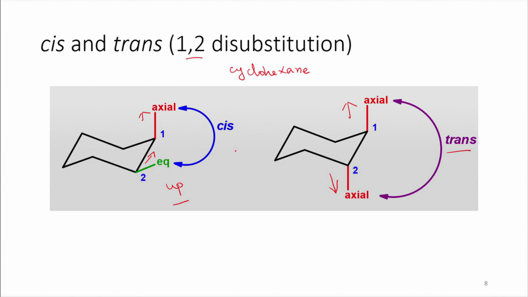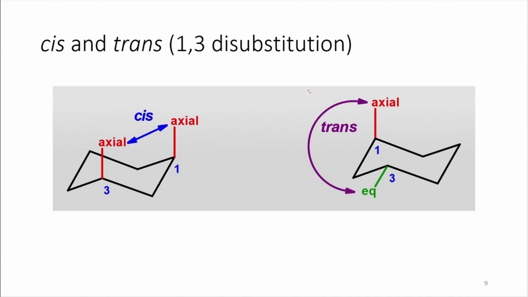So, in the 1,2 disubstitution, axial equatorial bonds on adjacent carbons are up, or cis arrangement. And in the case of again cyclohexane, axial bonds, or we can also say equatorial bonds, these two combinations both are 1,2 or trans.